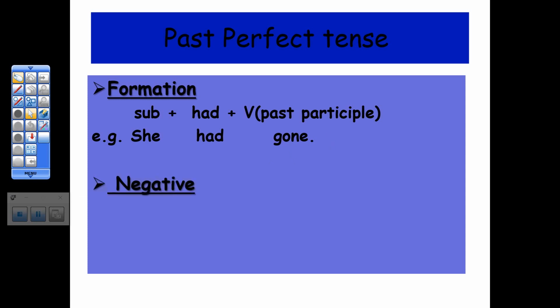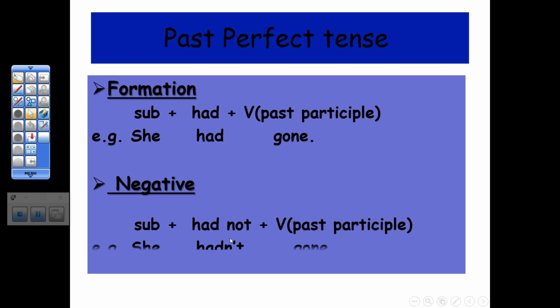Okay, let's move to the negative form. How do we form the negative in the past perfect tense? When we want to negate the past perfect tense, we just add not to had. For example, if we want to negate the previous sentence: she hadn't gone. We just add not to the helping verb.